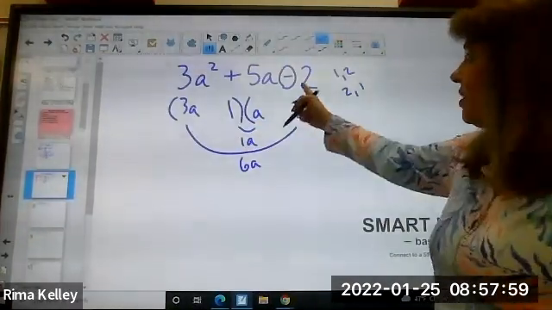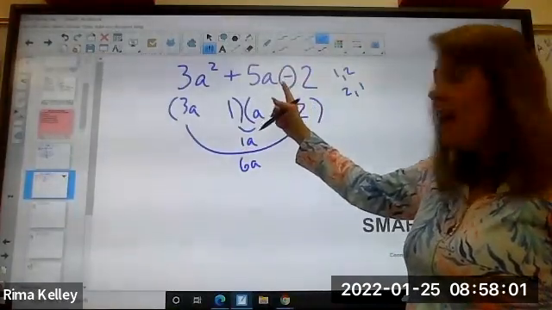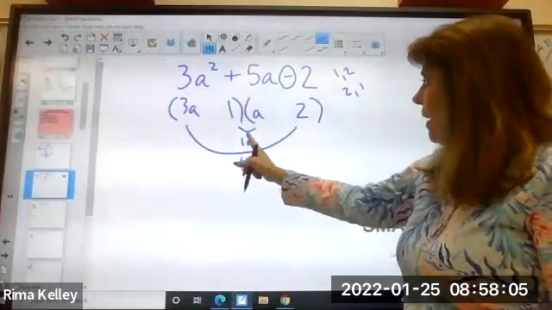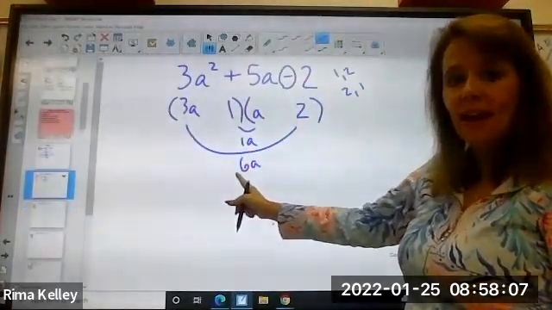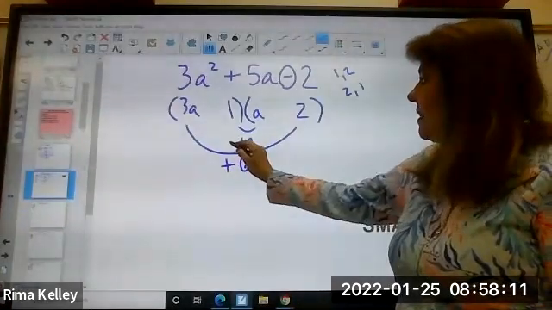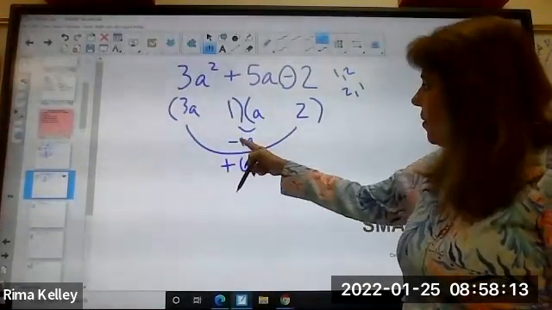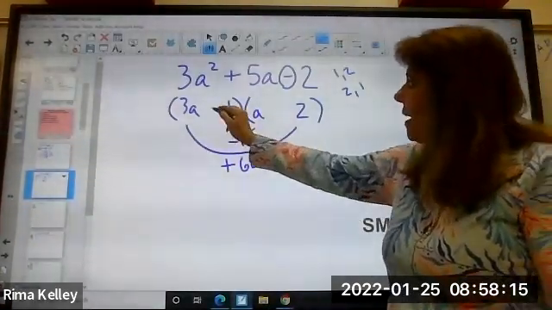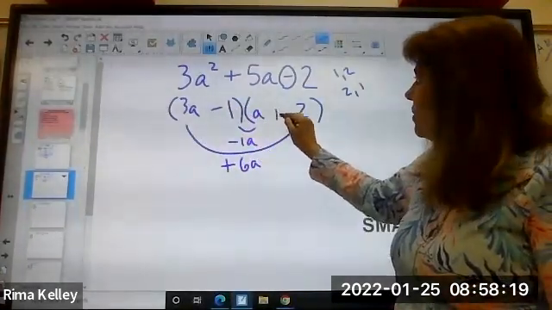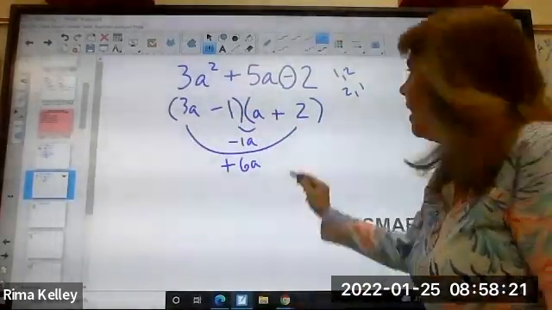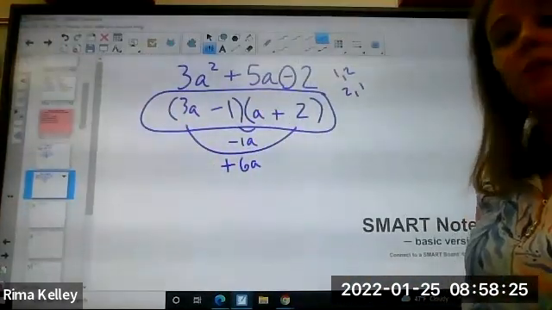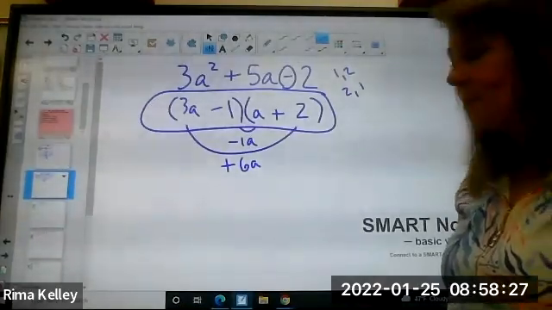So again, signs are different and the bigger product gets the plus. Who's bigger, 1a or 6a? 6a is bigger, so it gets the plus. This gets the other one, so this sign goes right there to make it negative 1a when you multiply it, and this sign goes right here. So it's pretty easy when the numbers are prime.